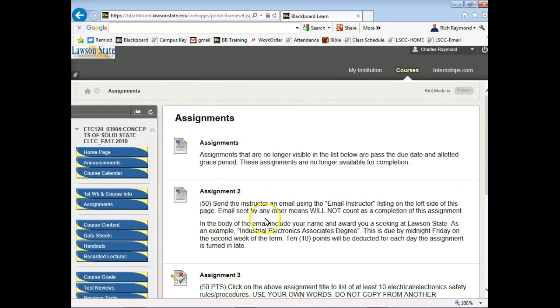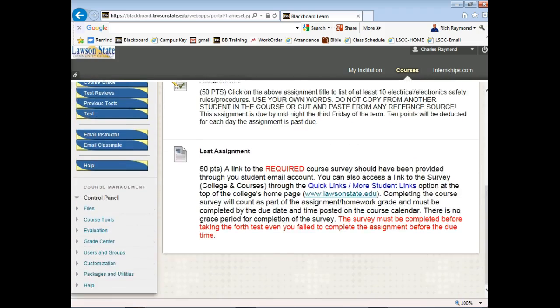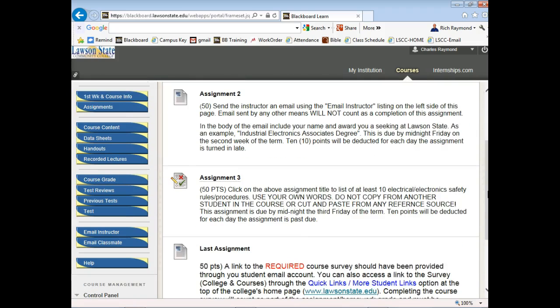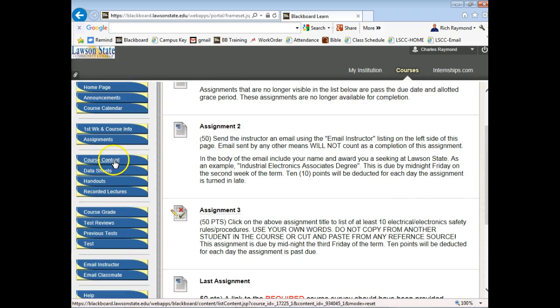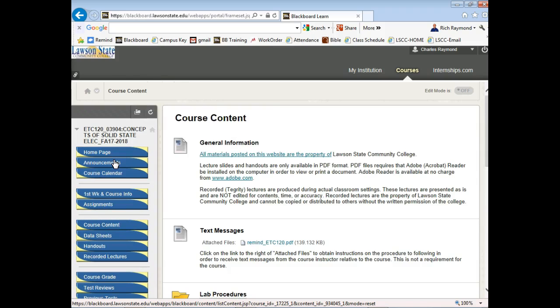Assignments are worth 50 points apiece. In fact, the last assignment shouldn't be up there because that's not due until the very end of the term anyway. You couldn't do the last assignment. This is where you do the course survey at the end of the term. So, okay? Course content.